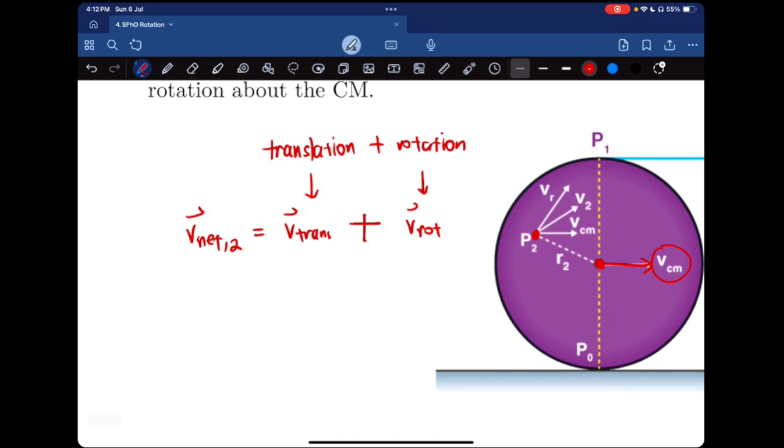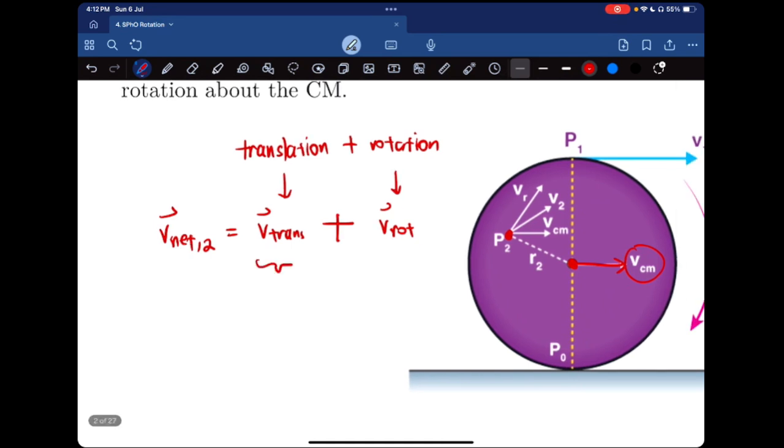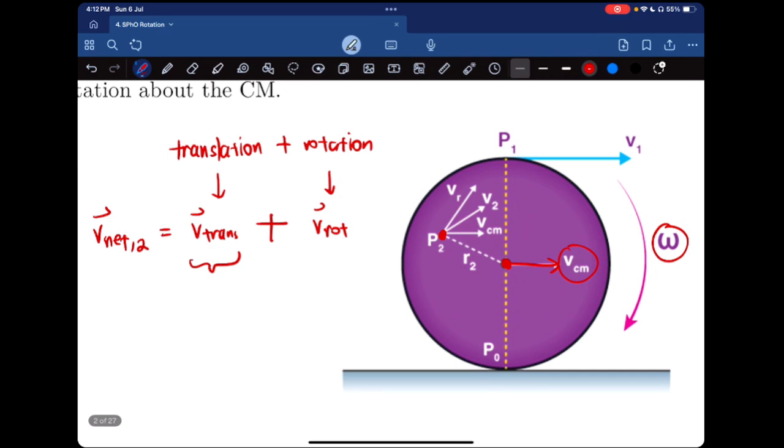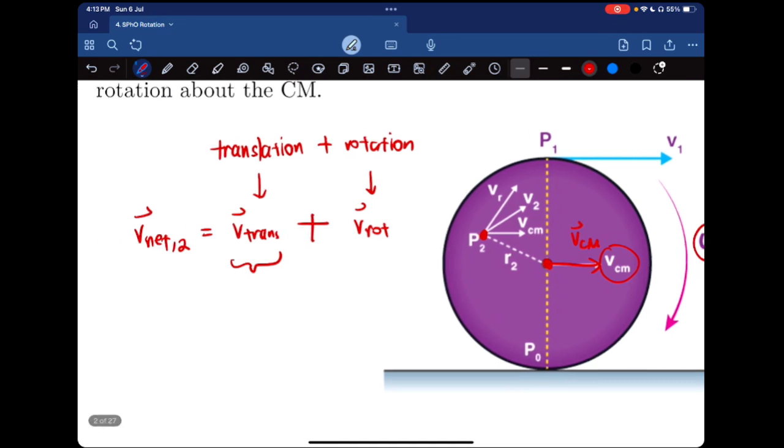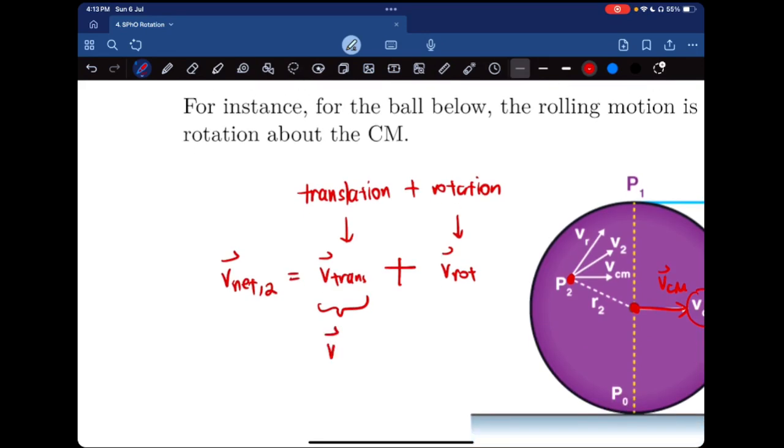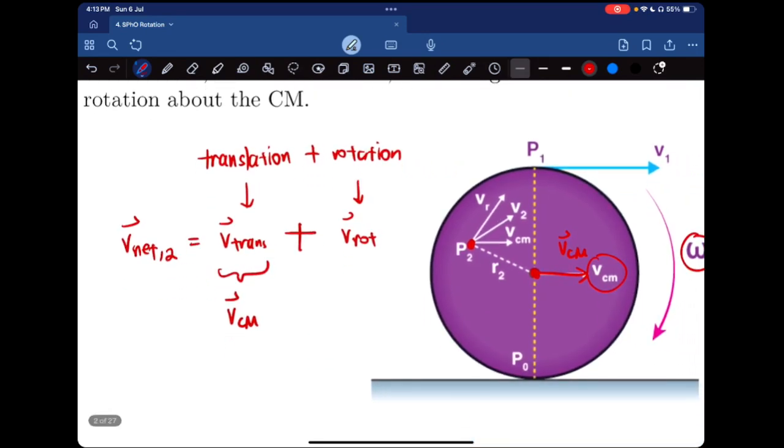So the easier case to see is the translational case, because your CM is moving at V_CM, and your CM is the point that's not rotating about the CM, because a point cannot rotate about itself. So your translational speed at this point would just be V_CM, which means that you can think about all the points on the ball. They are translating with V_CM in the direction where the CM is headed, and that is the translational component of their velocity.